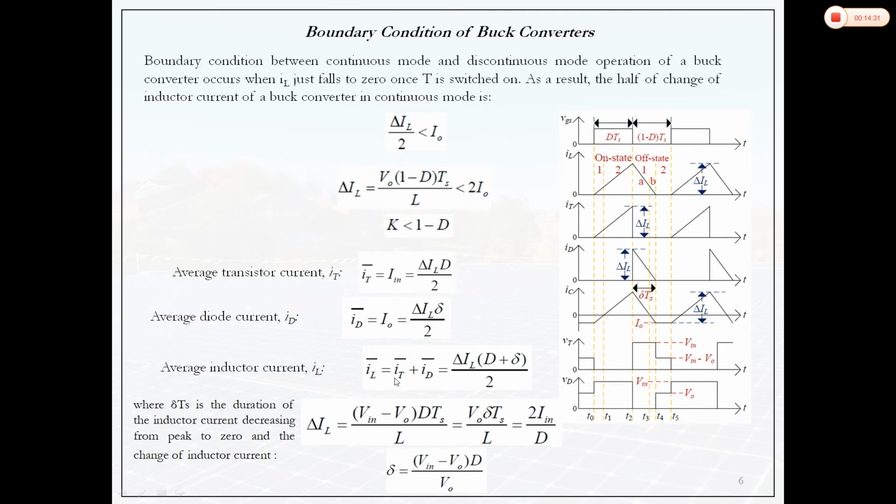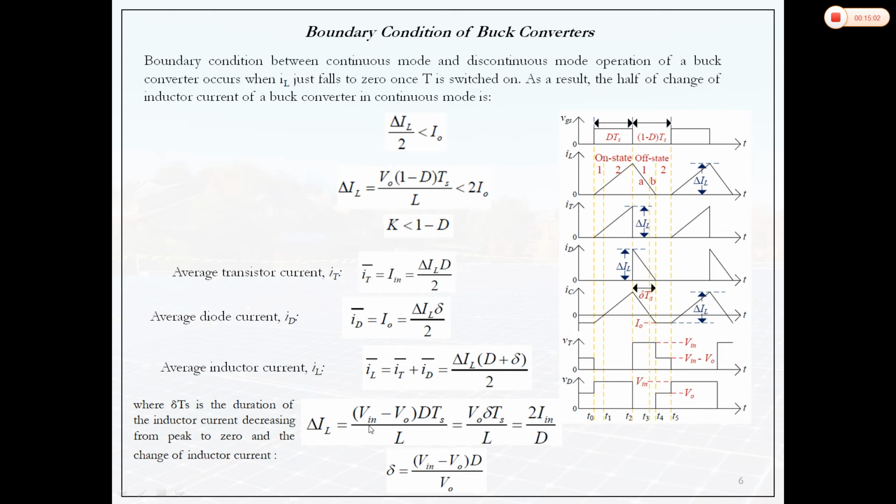Now average inductor current, as we have seen in the continuous conduction mode, it is nothing but the summation of average transistor current and average diode current. If we sum these two, we are getting average inductor current. Okay, also we can find what will be this delta value. That is, when the transistor is turned off, then what will be the duration for conduction of diode. So that value we can find from here.